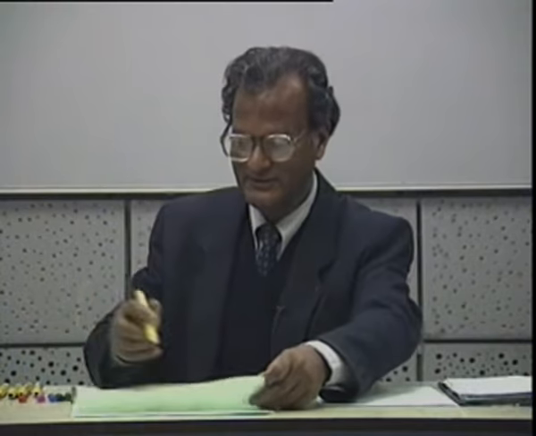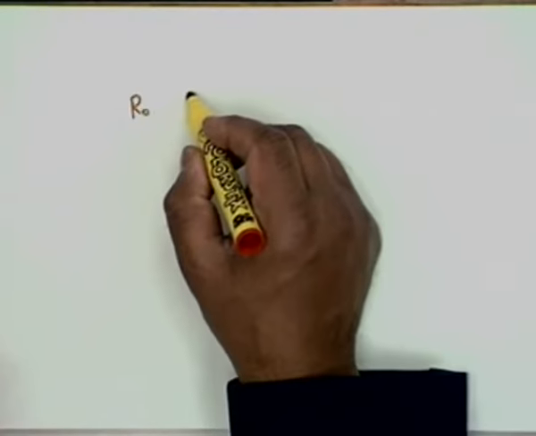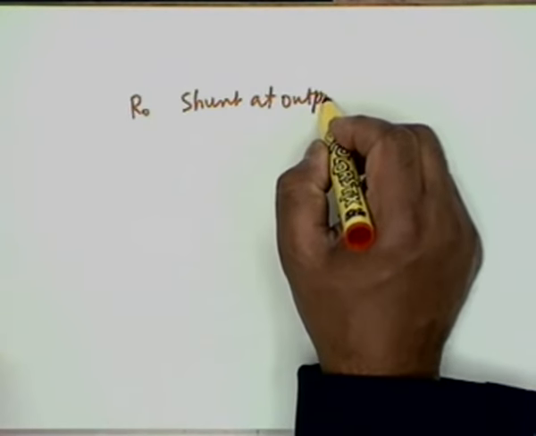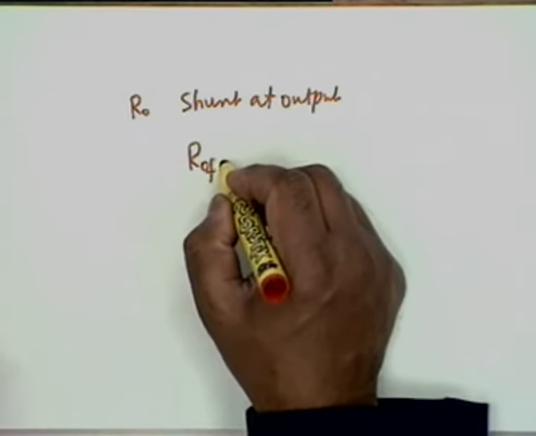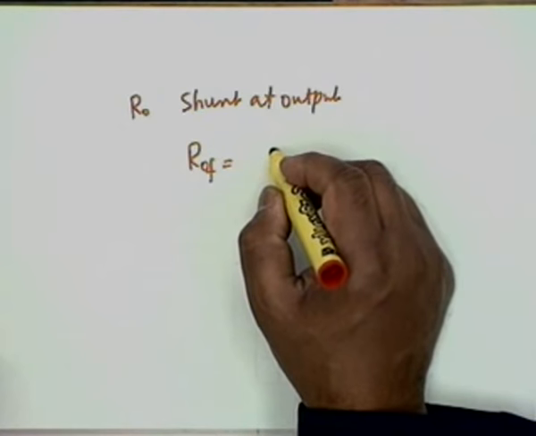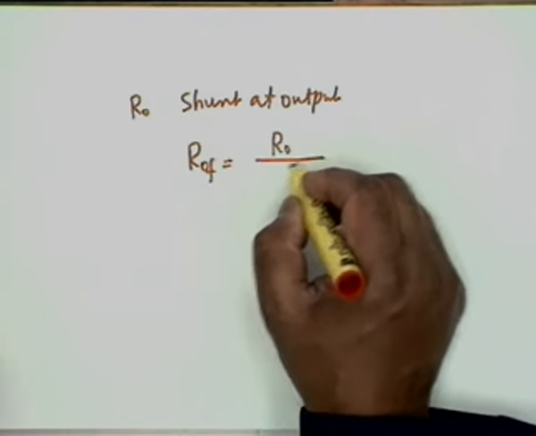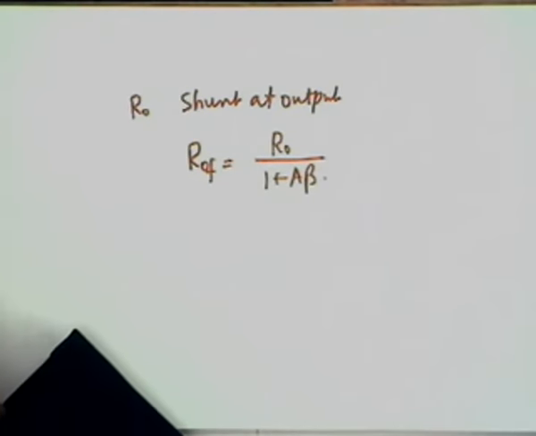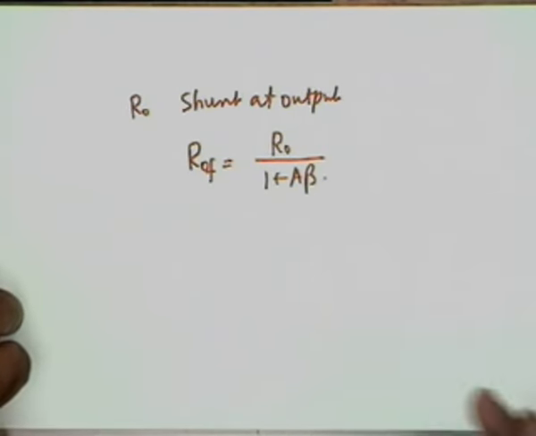In a similar manner, if it is a shunt connection, R0 shunt at output, then the output impedance ROF decreases by the same factor 1 plus A beta. I leave these proofs to you. Please do try to establish them. Okay.